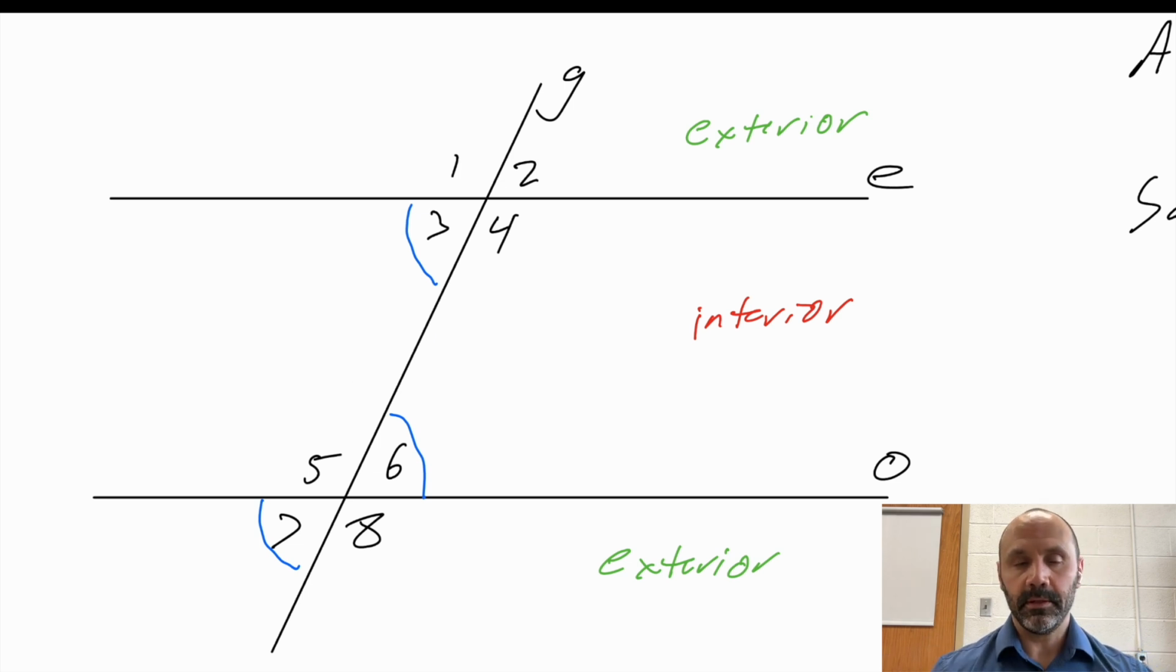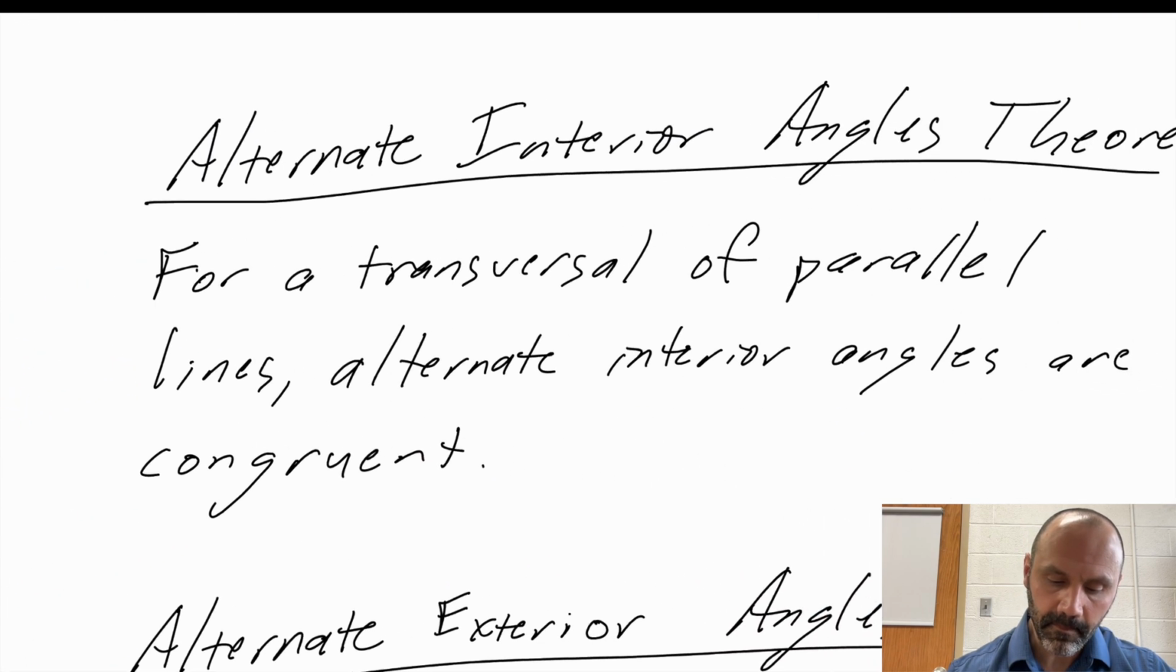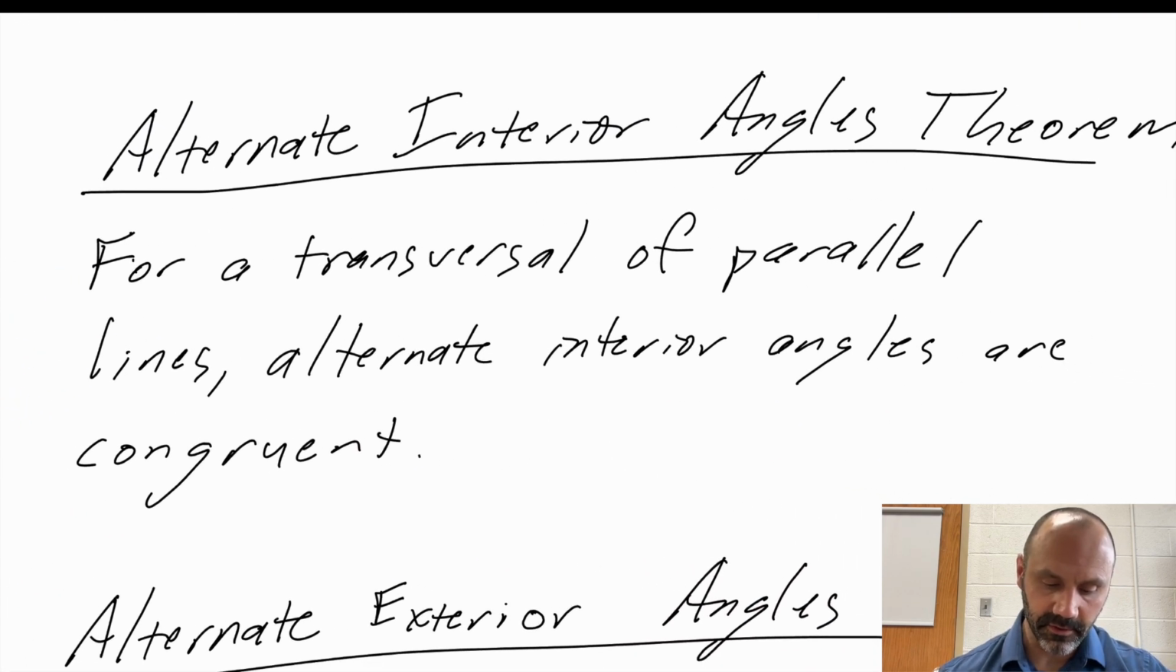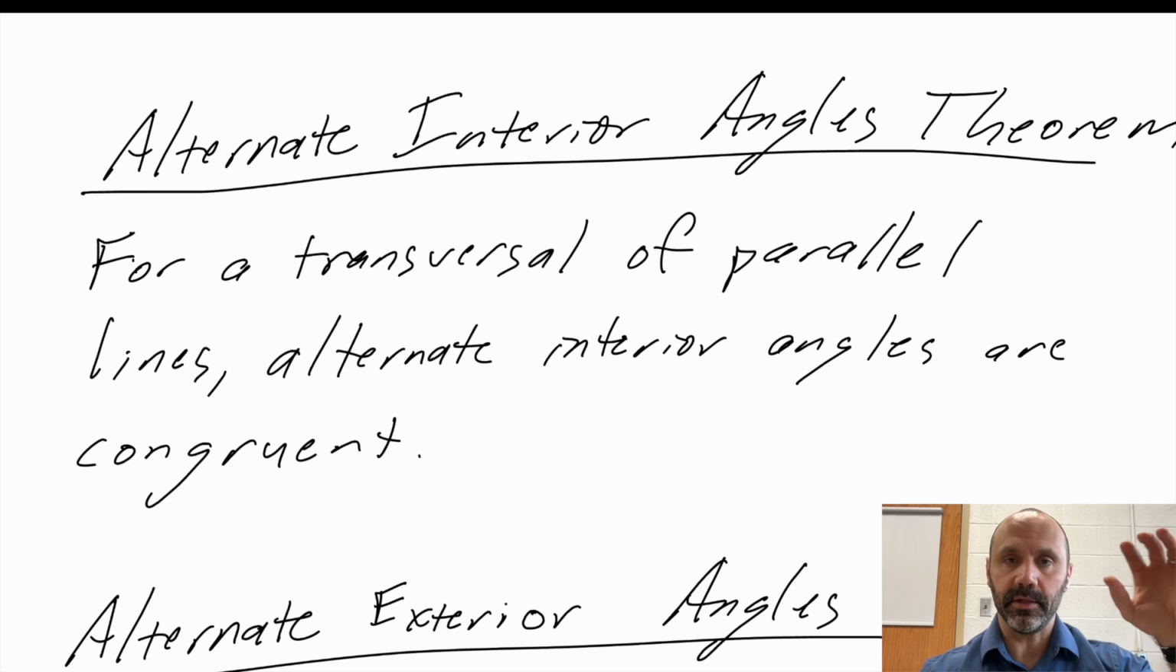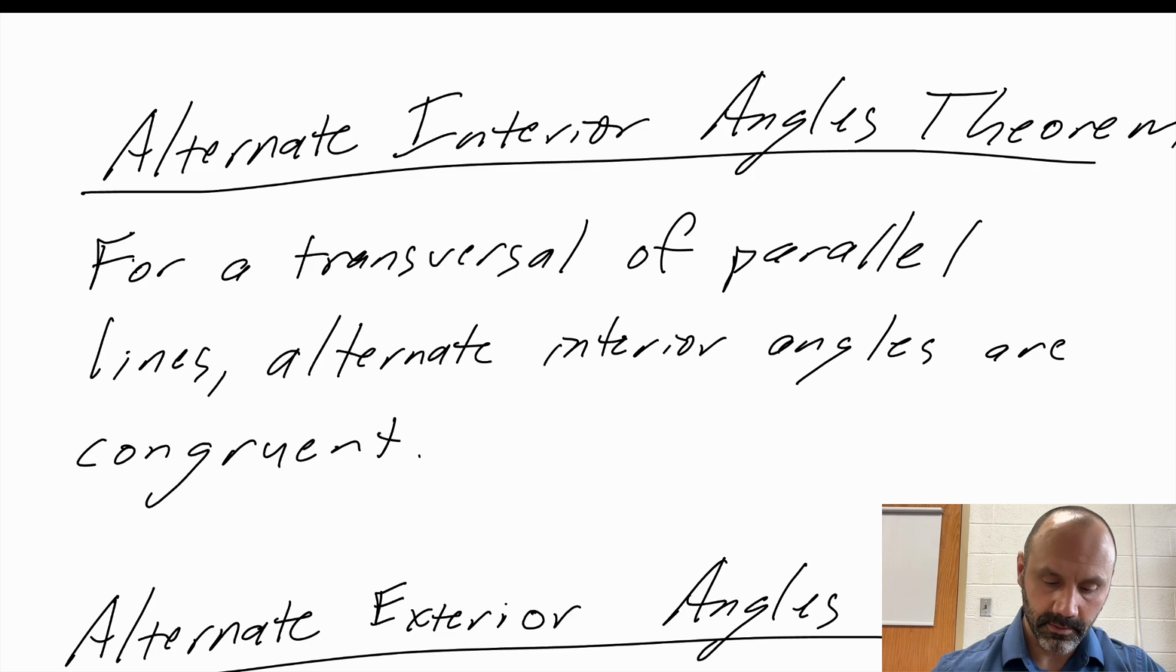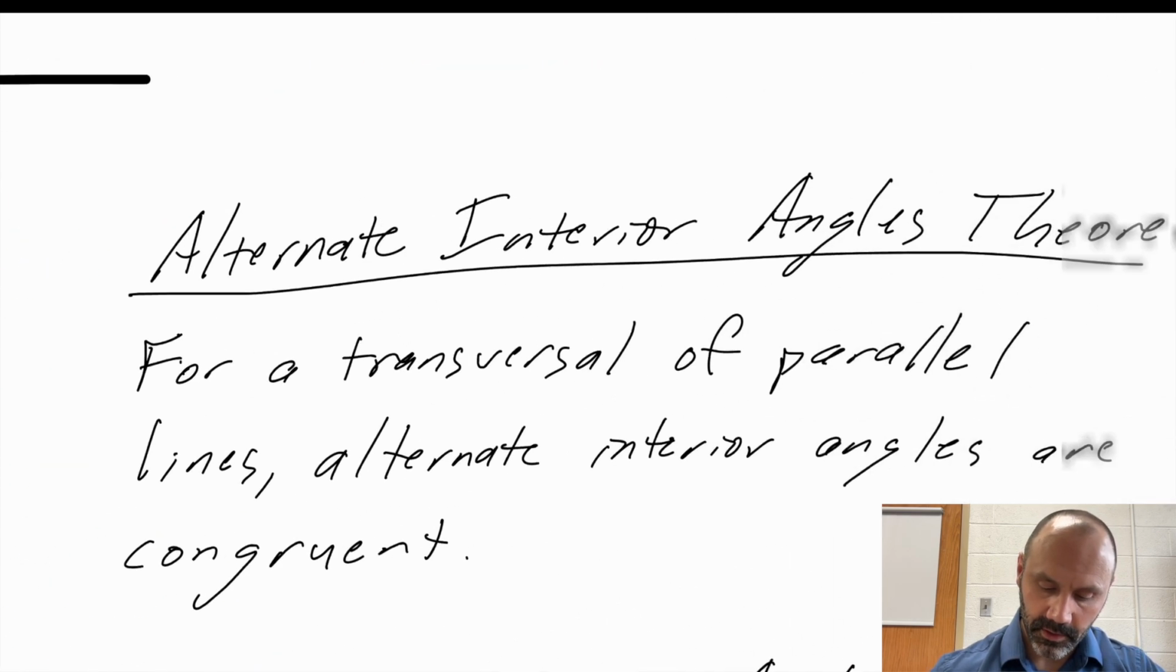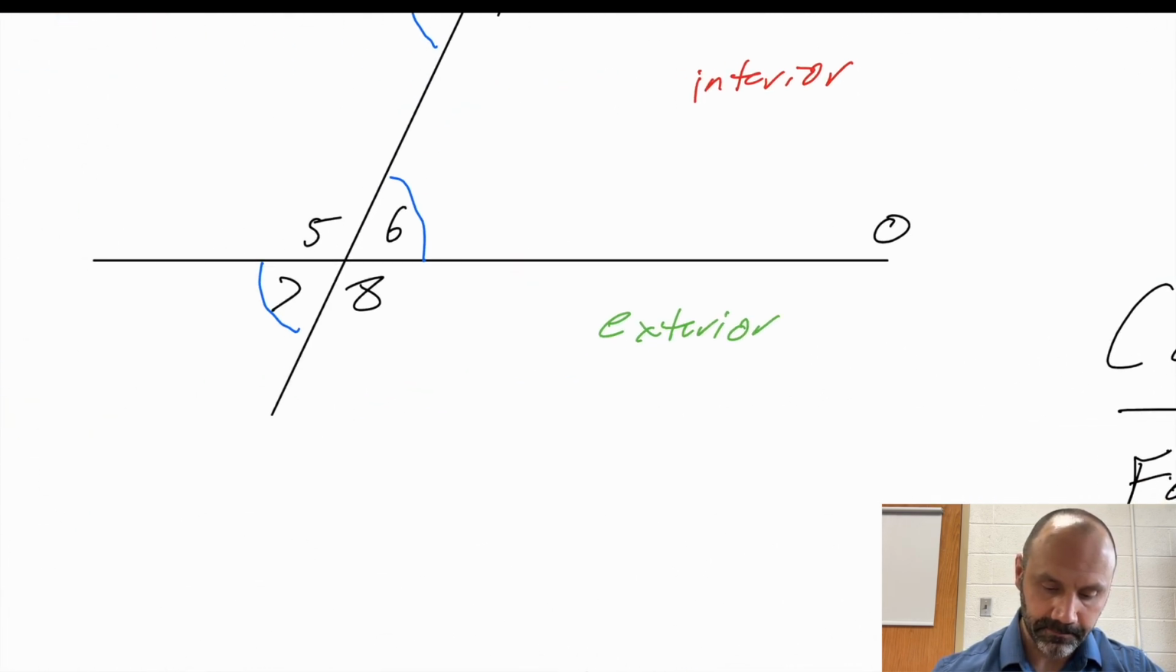Now, I was able to reason through that. I was able to kind of prove it. And so this is a theorem. The alternate interior angle theorem says for a transversal of parallel lines, alternate interior angles are congruent. Okay, so if you have parallel lines and a transversal, you can identify where the alternate interior angles are, then you can figure out what's congruent. Next one, we're going to look at the alternate exterior angles.